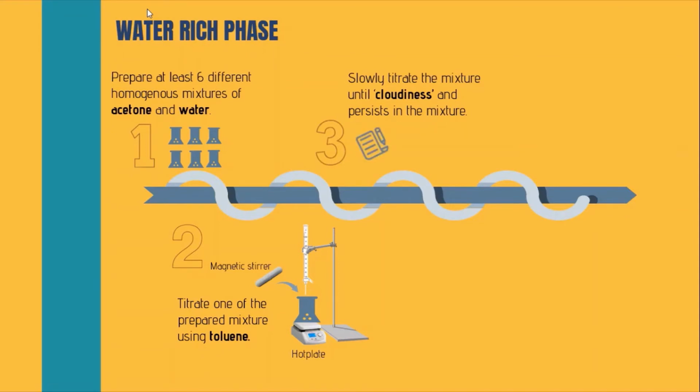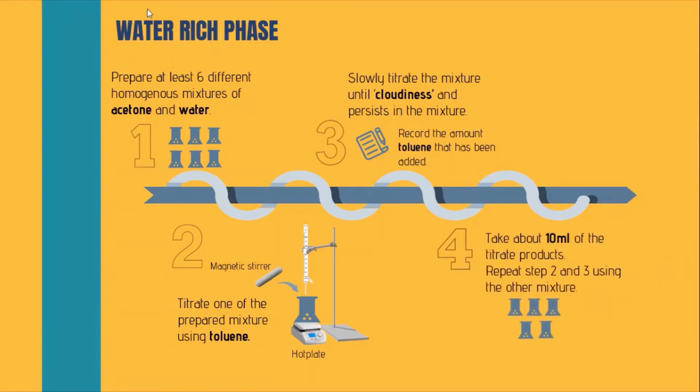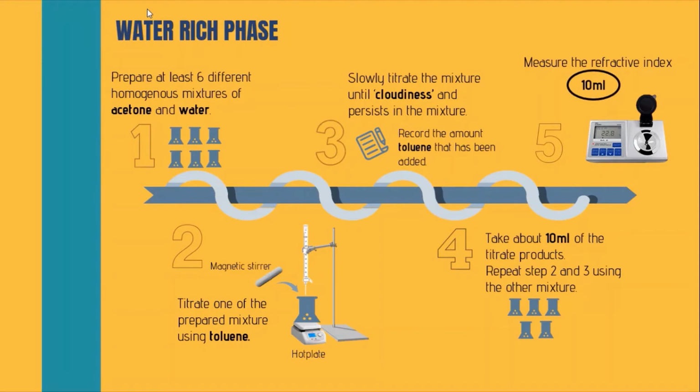And again, to ensure the titration process is complete, the cloudiness of the mixture must remain for at least about 5 seconds after the titration process. Record the amount of toluene that has been added. The fourth step is to take about 10 ml of the titrated products. Repeat step 2 and step 3 using the other mixtures. The fifth step is to measure the refractive index of the 10 ml that we have taken from the titrated product using the refractometer.